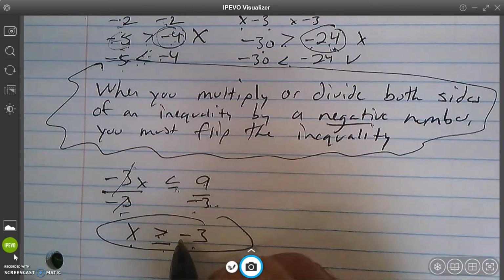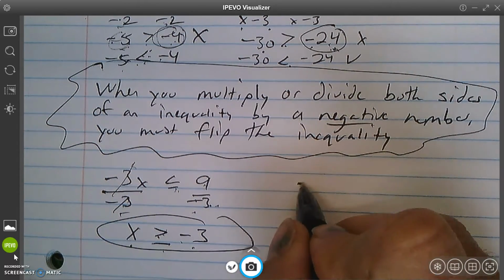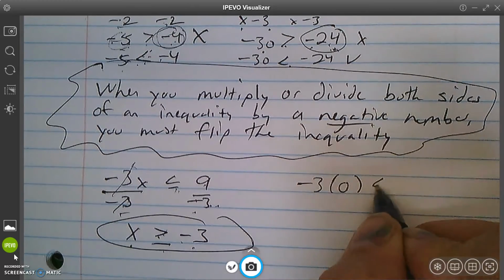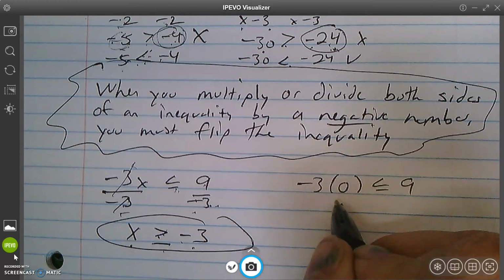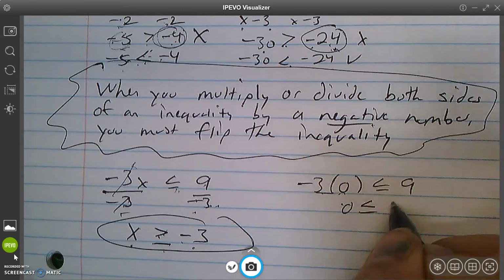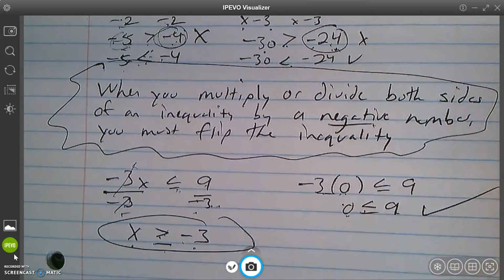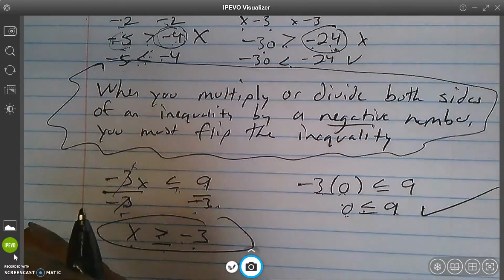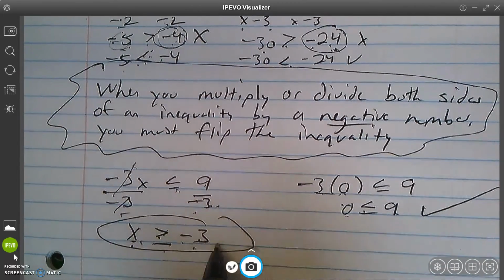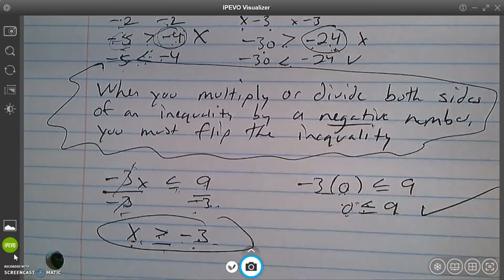So for example, what's greater than negative 3? That would be 0. What if I plugged in 0 here? That would be 0 is less than or equal to 9. Is 0 less than 9? Yes, it is. So I just use my inequality to choose a number. I could have chosen 1, I could have chosen 100, etc. All those are less than 9. Got it. Let's try another one.